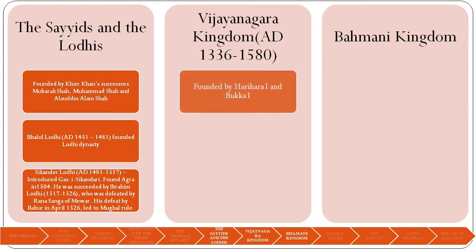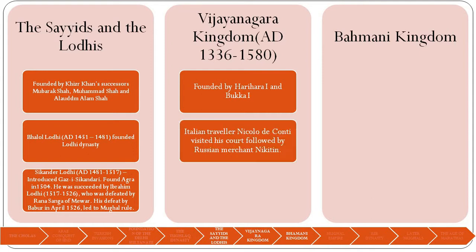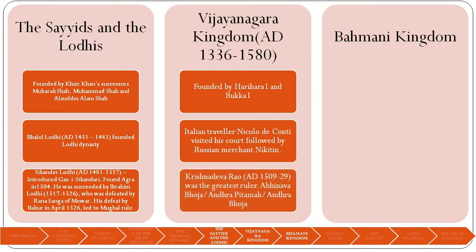Next, the Vijayanagara kingdom. It was founded by Harihara I and Bukka I. Devaraya I built a dam across the Tungabhadra river, and the Italian traveller Nicolo de Conti visited his court, followed by the Russian merchant Nikitin. Then Krishnadevaraya, from AD 1509 to 29, was the greatest ruler. He was also known as Abhinava Bhoja, Andhra Pitamaha, and Andhra Bhoja because of being a great patron of literature.